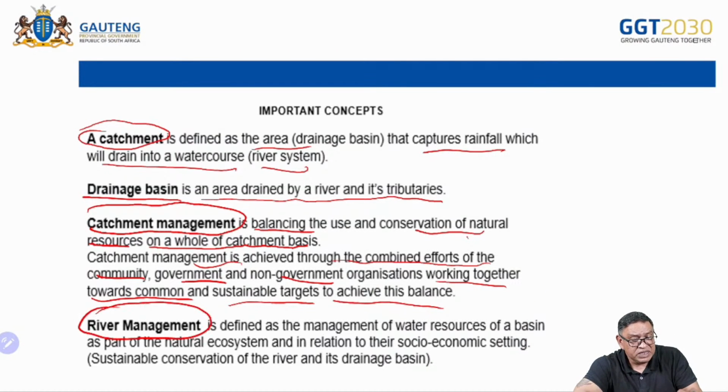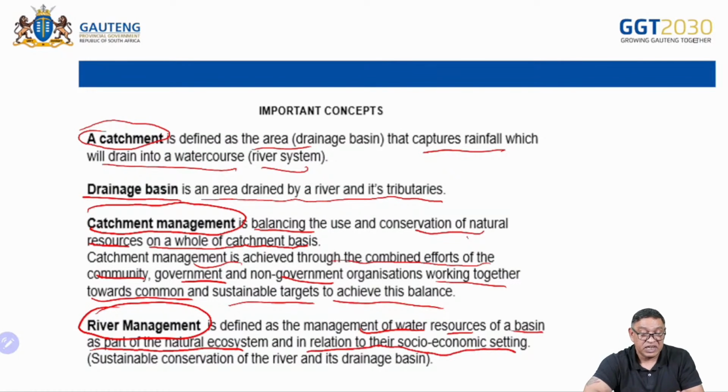And then river management is defined as the management of water resources of a basin or part of the natural ecosystem in relation to the socio-economic setting. So even in river management, we talk about the catchment, the whole area; the river is found in the catchment area. Also here, we look at managing the water sources, the river systems. But again, in relation to socio-economic settings, people living there, how do we limit people damaging the environment in order to conserve it? Strategies. So it's about sustainable conservation over a period of time, limiting the use of the natural environment.